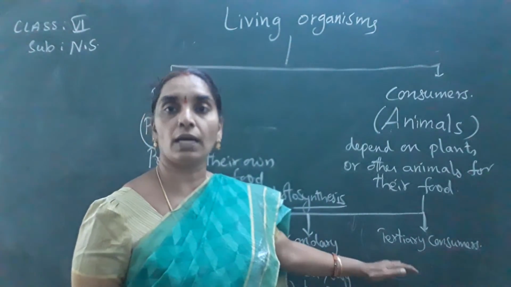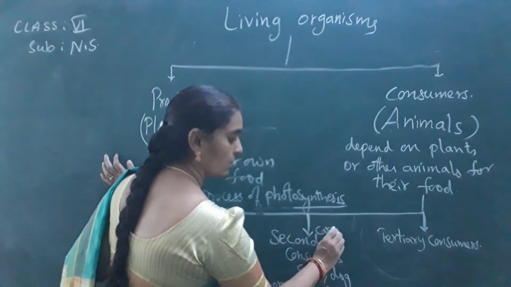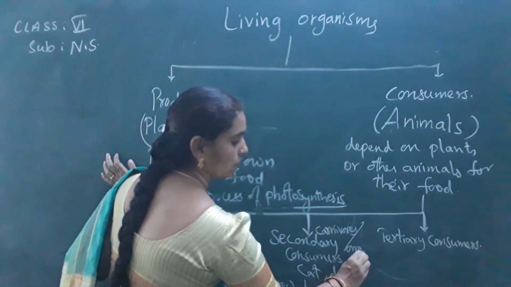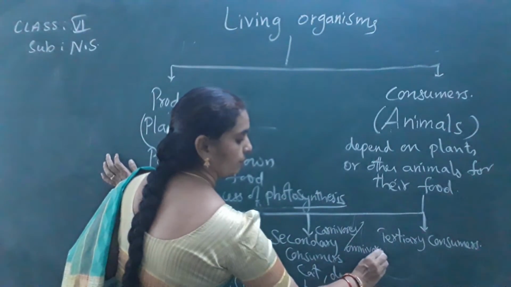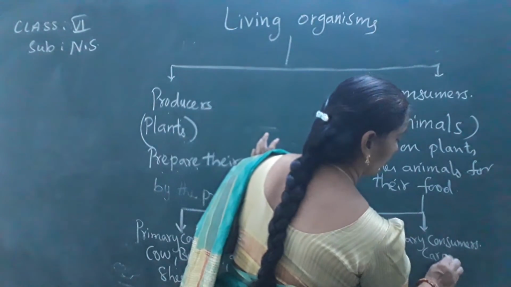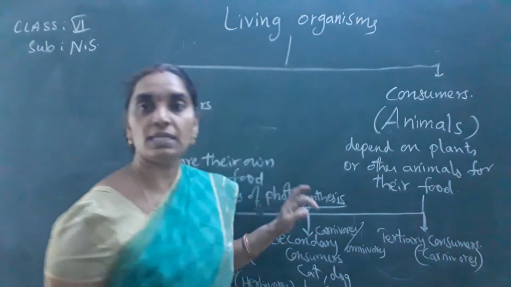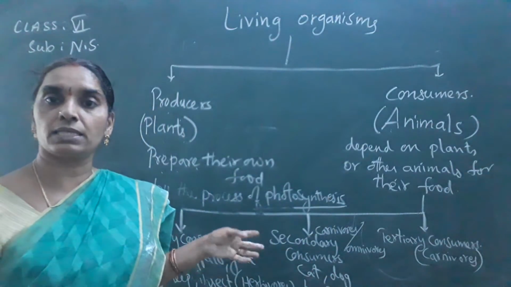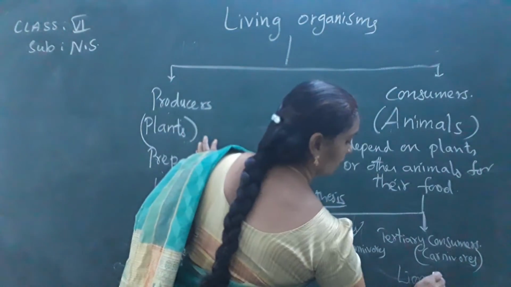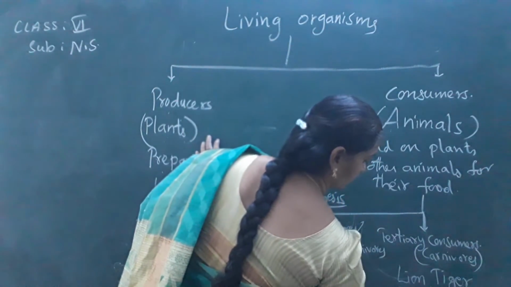Okay, next coming to the tertiary consumers. Tertiary consumers are completely carnivores. Secondary consumers are carnivores or omnivores. Tertiary consumers depend on other animals for their food, like lion, tiger, cheetah, wolf. So these are all higher animals, eagle, vulture. They come under this group of tertiary consumers.